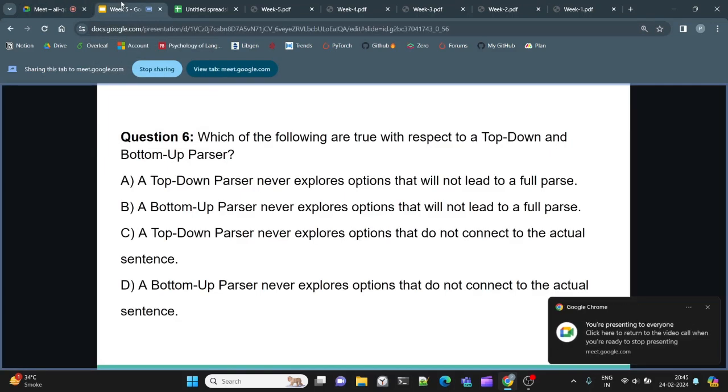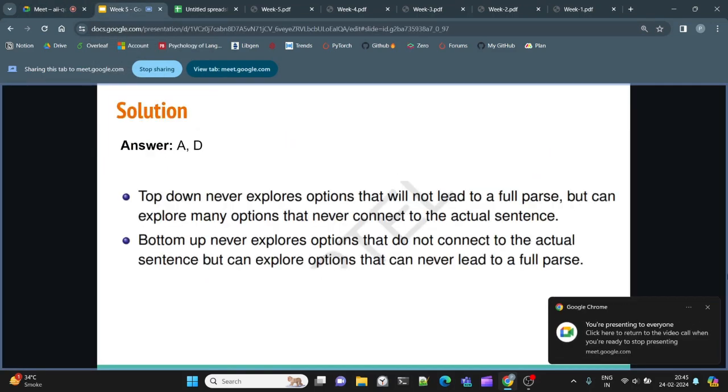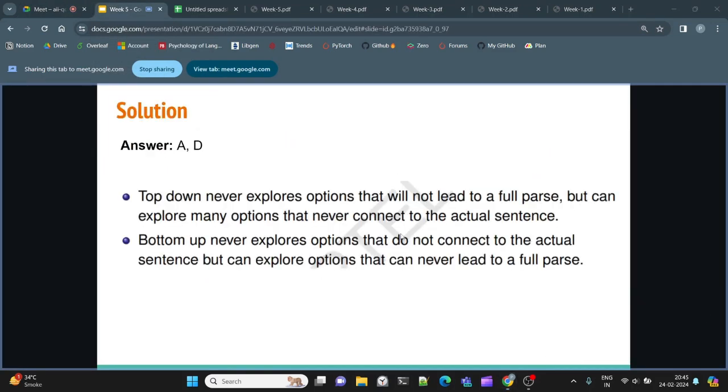Okay, all right. Let's discuss. So the answers are A and D. So what happens in top-down approaches? We start from the S symbol, then we enumerate all possible ways we could expand that, and as a result of that, we explore a lot of options that will never lead to a full parse, but can explore options that never connect to the actual sentence.